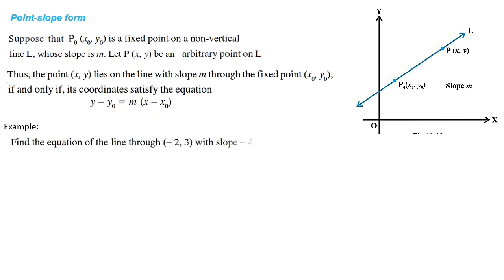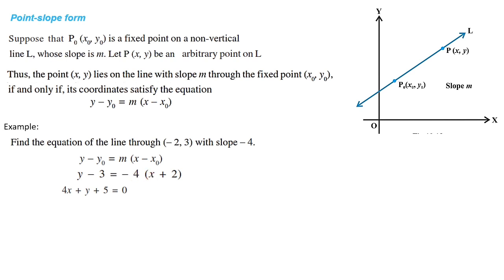So let's take an example. Find the equation of a line through (minus 2, 3) with the slope minus 4. You see, point and slope. So y minus y0 equal to m into (x minus x0). Here y and x we don't change. x0, y0 will be changing by using the point. m will be changing by using the slope. So y minus y0 is 3, equal to m, that is minus 4, into (x minus x0). x0 is minus 2. Minus into minus is plus 2. That is here minus 4x.